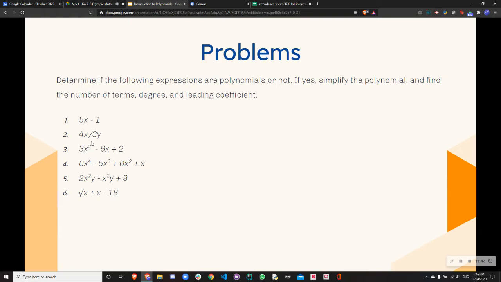2, right? Because 3x squared has the highest exponent out of all these terms, and the exponent here is 2, so the degree is also 2. And what's the leading coefficient? No, not 9. Remember, the leading coefficient has to go with the term with the highest exponent, so it has to be 3. Right. Now, question 4. Is this a polynomial?